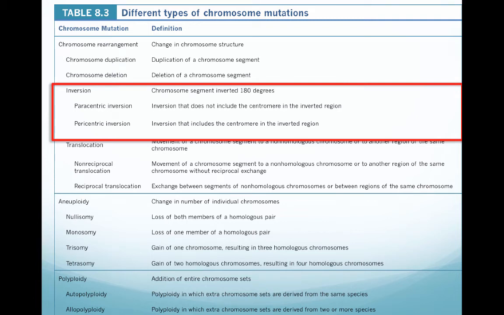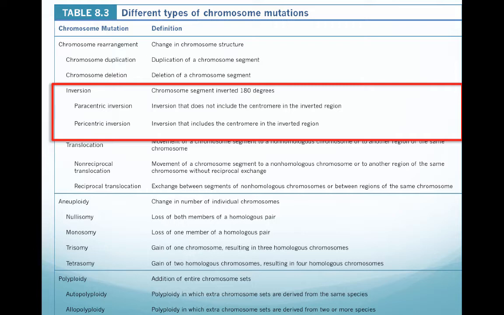All right, so the third major chromosomal mutation that we're going to discuss is inversions. And inversions are exactly what they say. We try not to make this too complicated, but this is where you'll actually see a chromosome segment be inverted or switched around by 180 degrees.